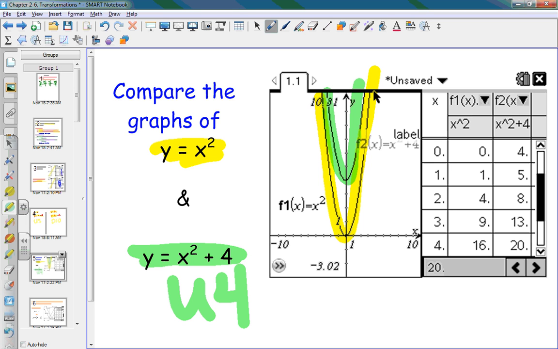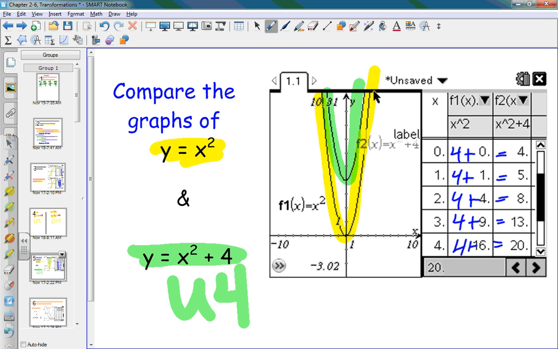Well, in order to confirm that, what do I have to check? What's supposed to change if it's a vertical shift? The y values are supposed to change. So how do I check that? If I add 4 to each one of these y values, do they equal the right?